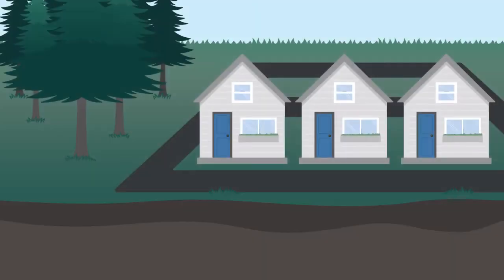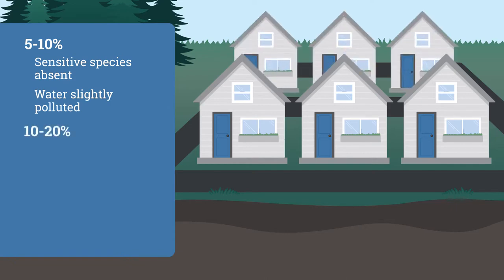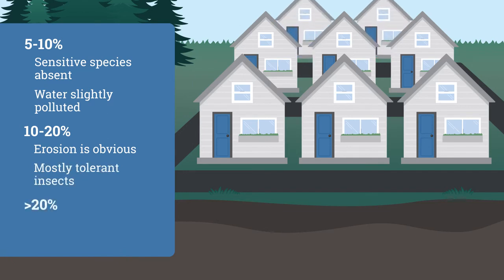As the percentage of nearby impervious surface increases, so does the impact on wildlife. At 5 to 10%, sensitive species are absent and water may be slightly polluted. When it gets to 20%, erosion is obvious and only mostly tolerant insects can remain. Above 20%, the habitat has become unstable for native fish and diverse wildlife.